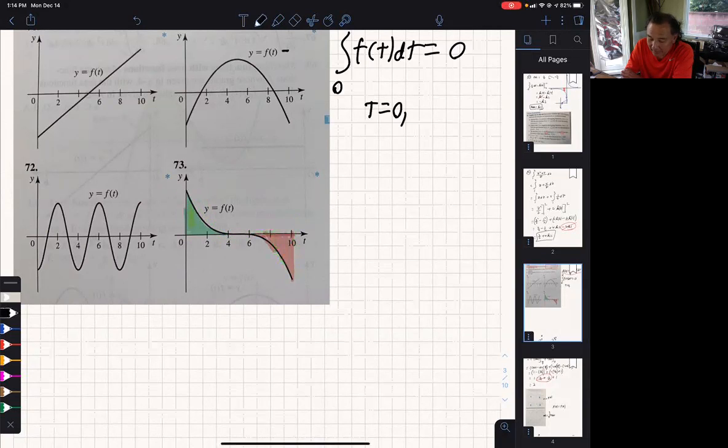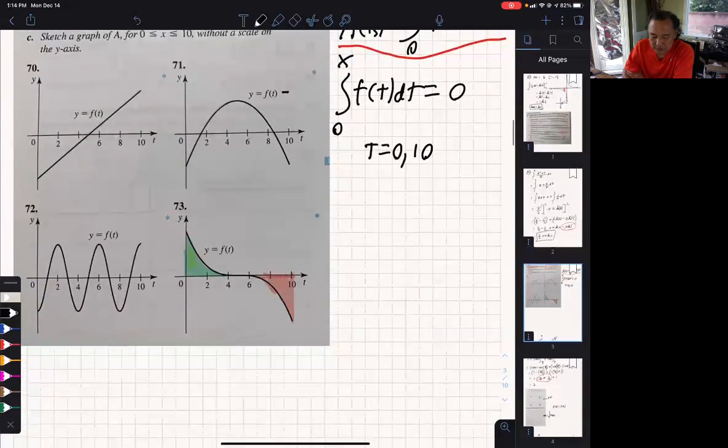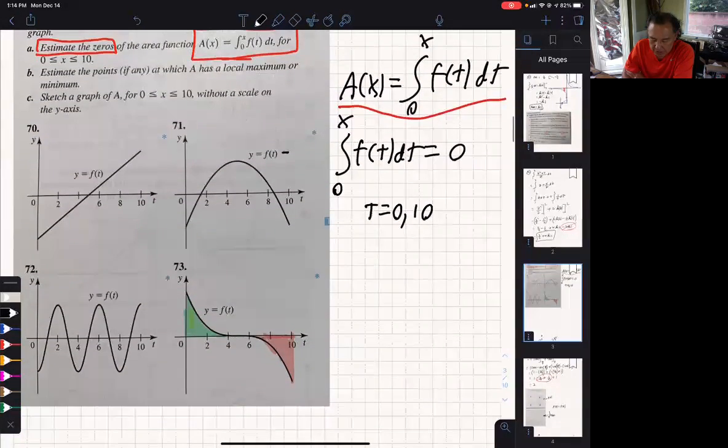So I claim those are my two critical points, which I think it looks like to me. All right, or not critical points, sorry, take that back. Those are my two zeros. So when t is 0 and t is 10, my area function will be equal to 0. Now we want to estimate local maximums and local minimums.